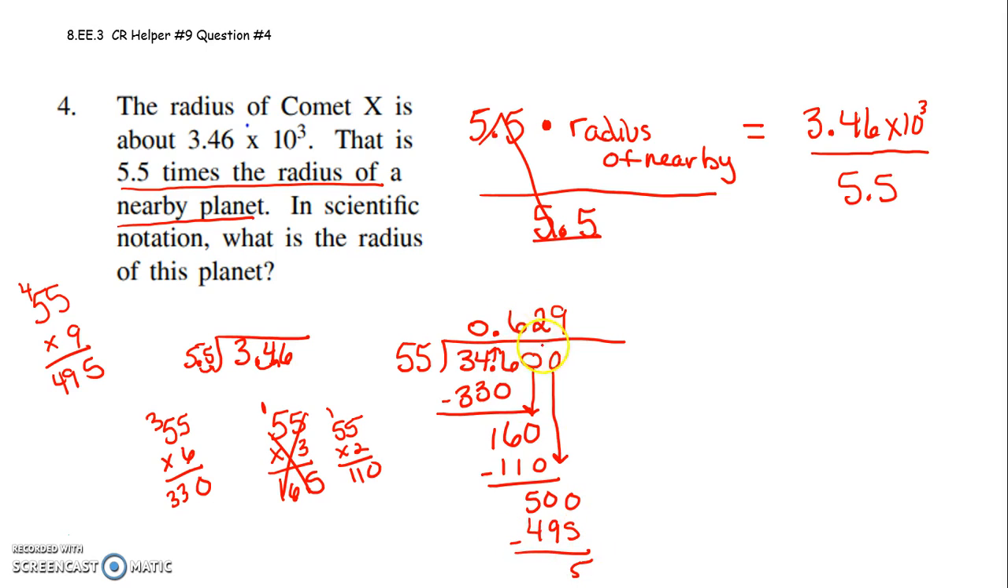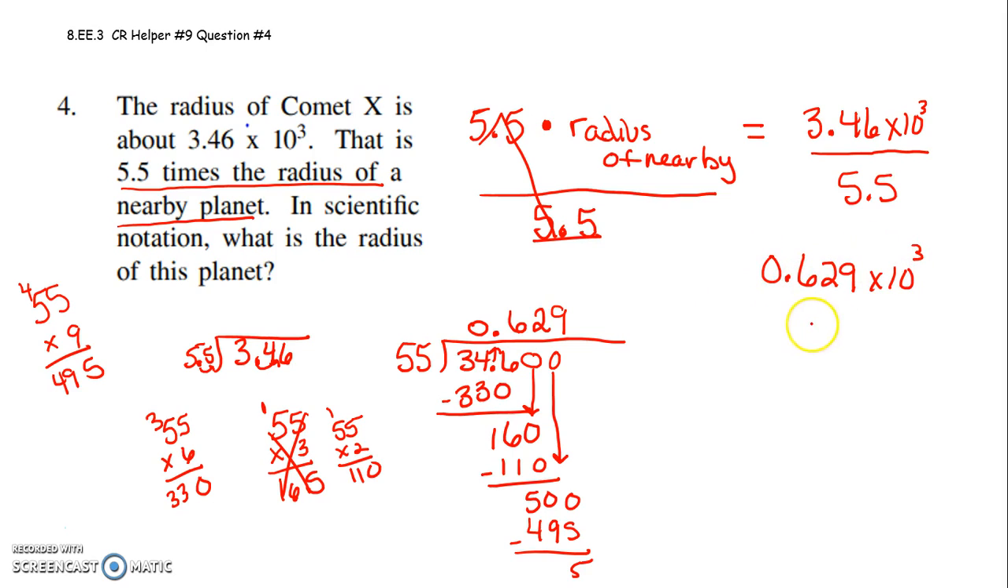All right, I could drag down a 0. That's going to be a 0. Then it's going to be 9. And I think it's going to just keep repeating 09, 09, 09 from now on. So I'm just going to round it like this. I'm going to say 0.629 times 10 to the third.